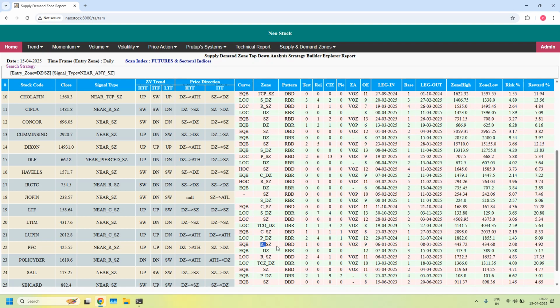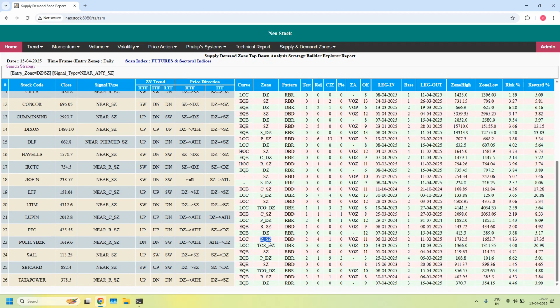Eighth one PFC. Ninth one, Policy Bazaar. 10th, Tata Power. So we have 10 high liquidity daily supply zones. Okay. So this is about daily high liquidity zones.